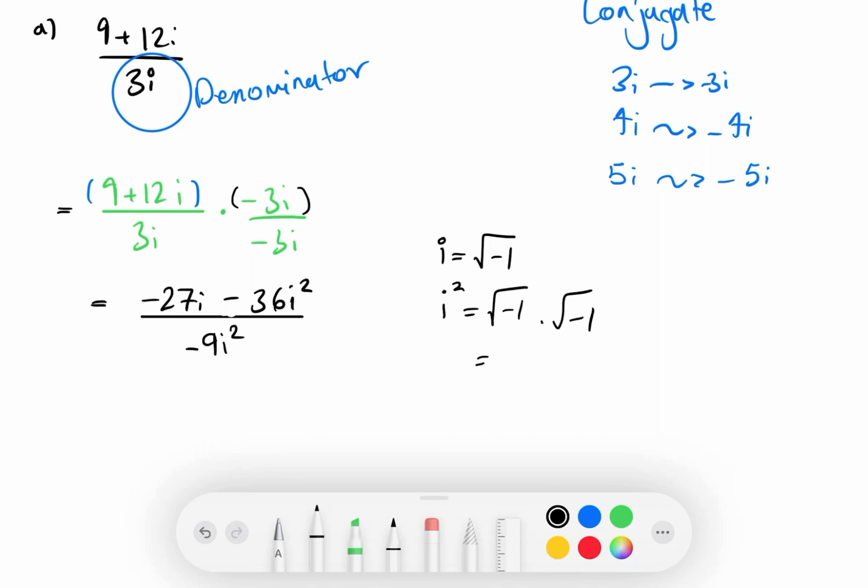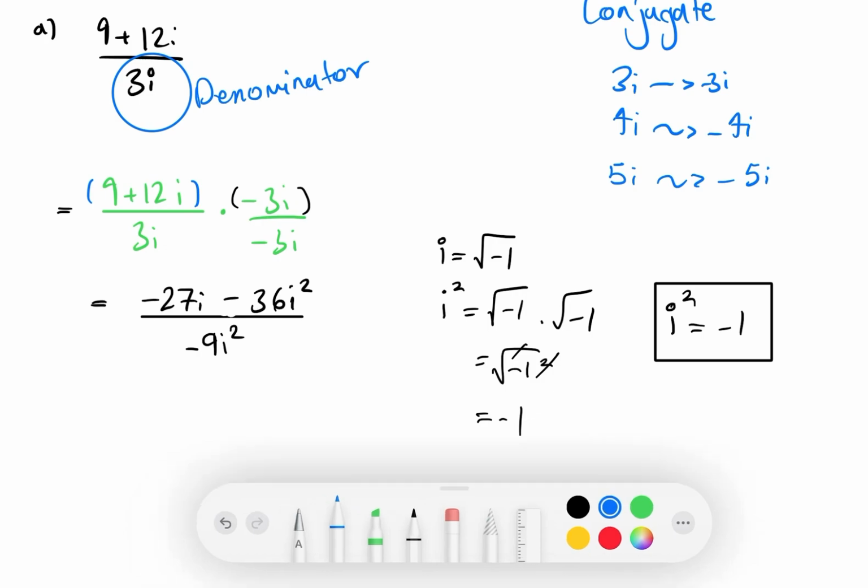So like to the power of 2, as the power suggests. So if you do this, you just get radical negative 1, but to the power of 2. So this cancels out with the square root, leaving you with negative 1, which means that i squared is essentially equal to negative 1.